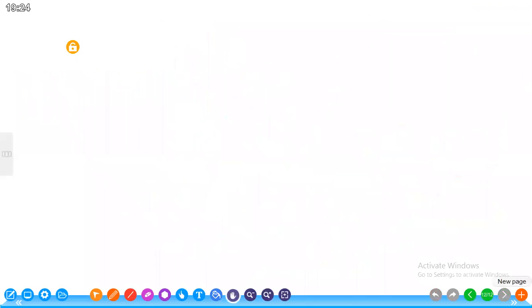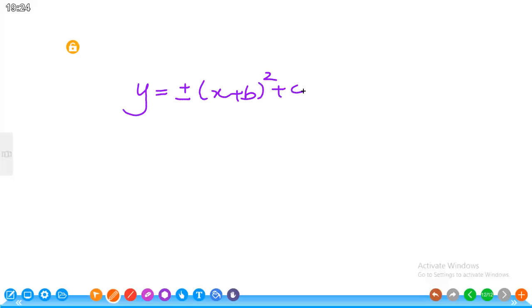Now let us see another graph of the function of the form y is equal to plus or minus (x plus b) all squared plus c, right? Listen carefully. Here, students, the graph is written in this form. When the graph is written in this form, some characteristics can be identified without drawing the graph, right?